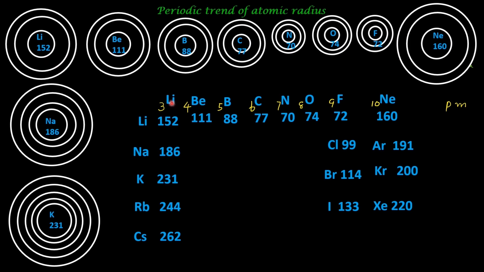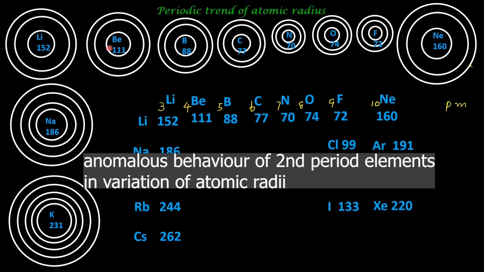Across the period and down the group, atomic number increases, but the trend of atomic size will be different. Across the second period, when the atomic number increases, the atomic size decreases up to nitrogen. This is with reference to the second period. You can note here the atomic size of lithium is 152 and that of nitrogen is 70. After that, the atomic size of oxygen is greater than that of nitrogen. Again, for fluorine, the atomic size decreases.